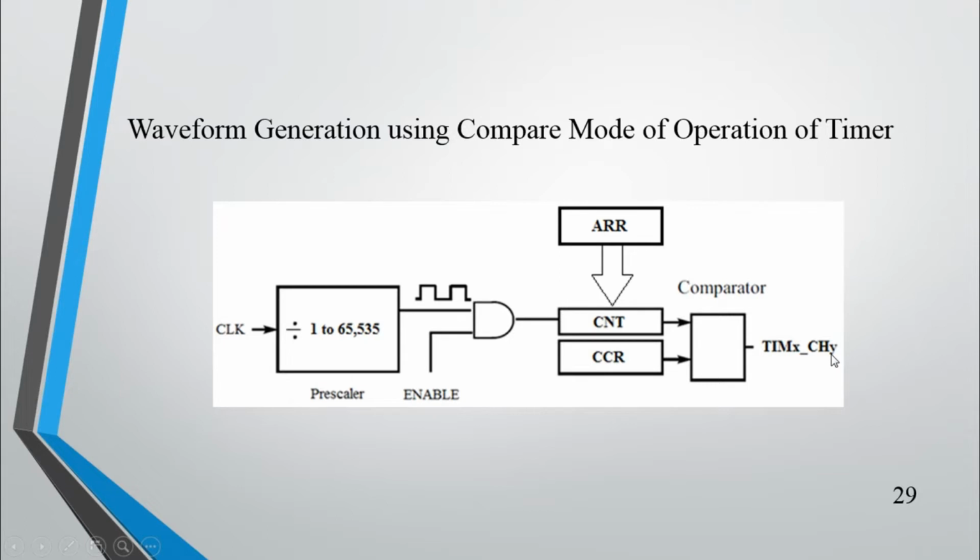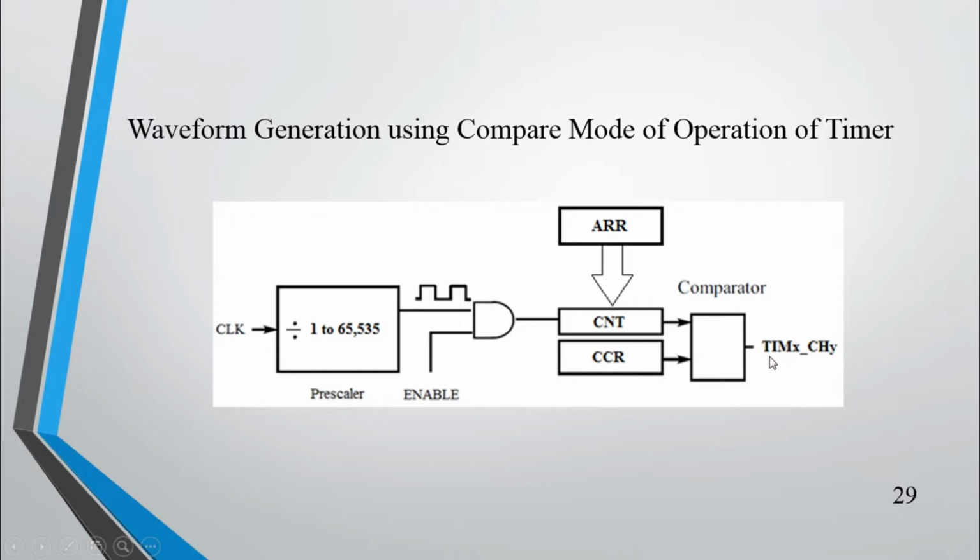So in yesterday's class we have seen that most of the timers have more than one channel. Certain timers have a maximum of up to 4 channels. These 4 channels can act as an input or an output. They will act as input in capture mode of operation, and they will act as output in compare mode of operation, including generation of the PWM. So when the counter is equal to the CCR value, we can generate a particular event in this pin.